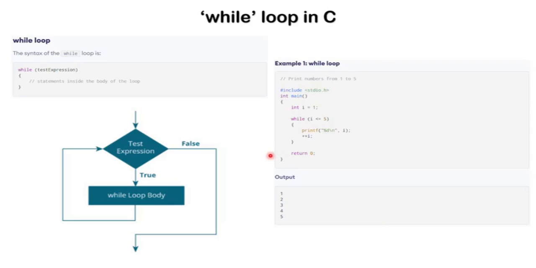When is a while loop used? When you do not know how many times you are going to iterate. In such a case a while loop is used.